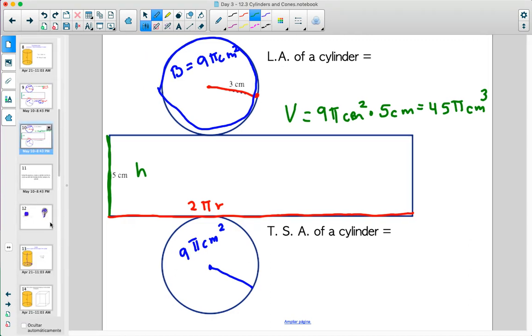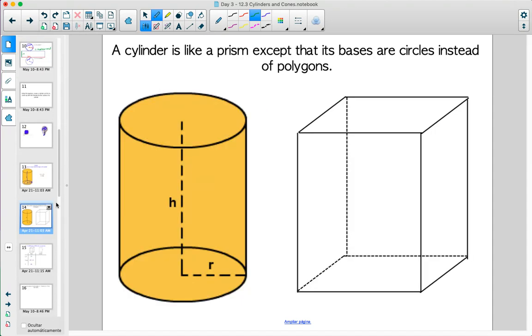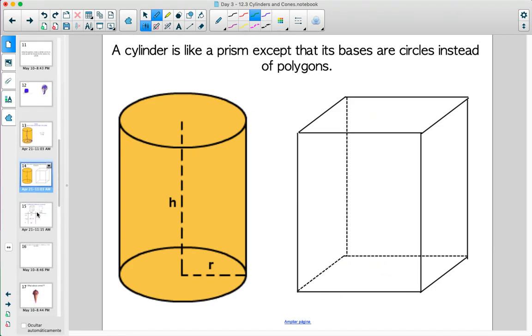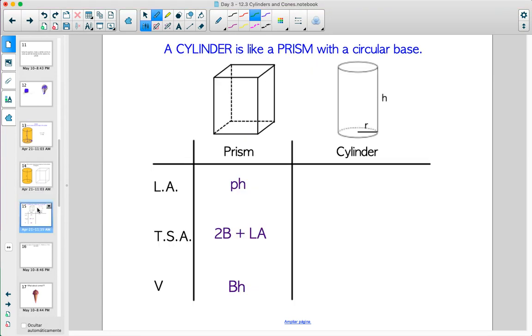Okay, so you might notice, maybe not, a cylinder is like a prism, except that it has bases that are circles instead of polygons. So here the bases are circles. Here the bases are polygons. So it makes sense that the formulas are the same. So notice how for a prism, the lateral area is the perimeter times the height. Well, we said the same thing for a cylinder. The area is still the perimeter, except it's circumference, right? We call the perimeter of a circle circumference.